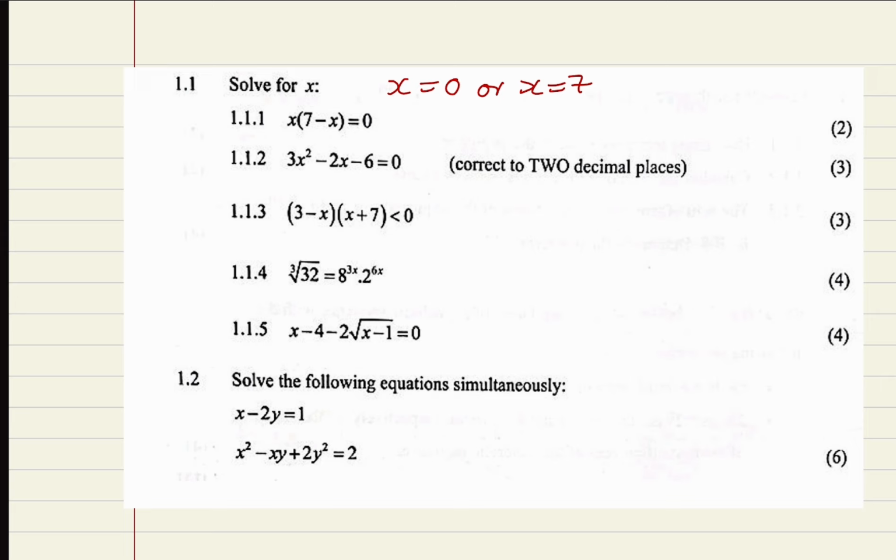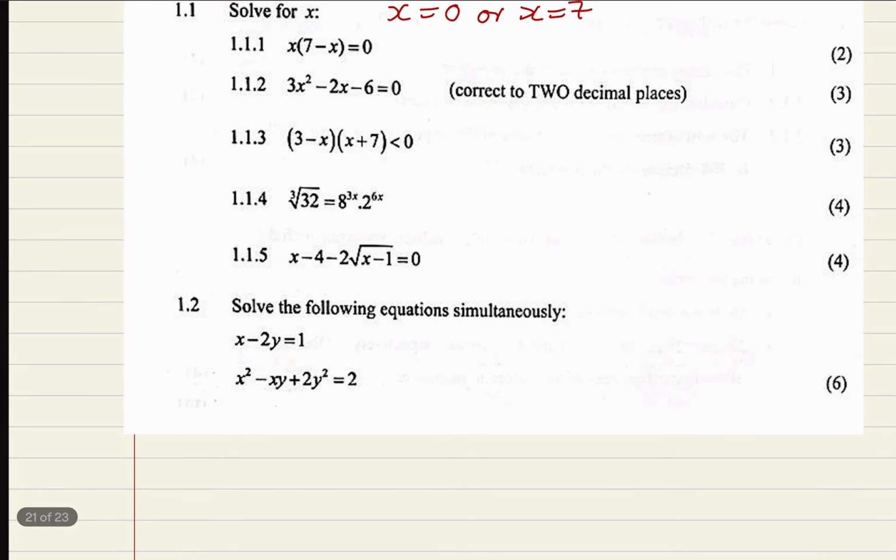Okay, so if that is your 2 marks, then look at the following one. Since they have written correct your answer to 2 decimal places, that means you are going to substitute into the equation that says x equals minus b plus or minus the square root of b squared minus 4ac, all over 2a.